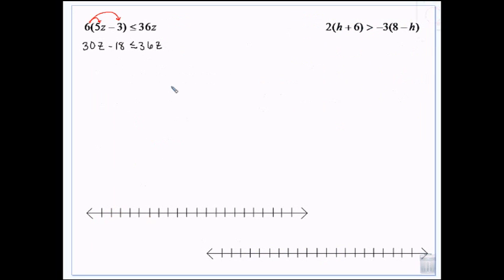Distributed that 6 to get 30z minus 18 is less than or equal to 36z. I have to subtract 30z from both sides. I don't really have a choice. And I get negative 18 is less than or equal to 6z. Divide by 6. And I get negative 3 is less than or equal to z. And if you like to have the letter in front, you can do that. Just remember that the arrow pointed at negative 3 here, so it has to point at negative 3 here.